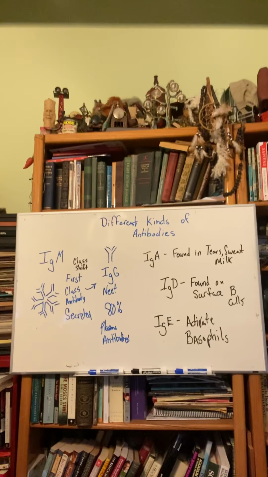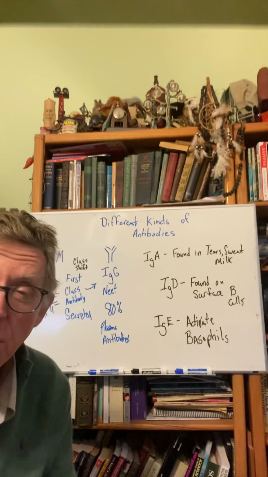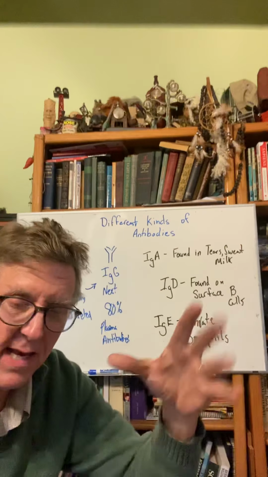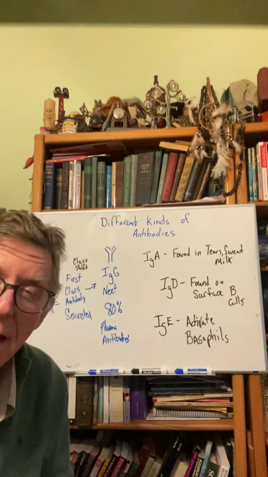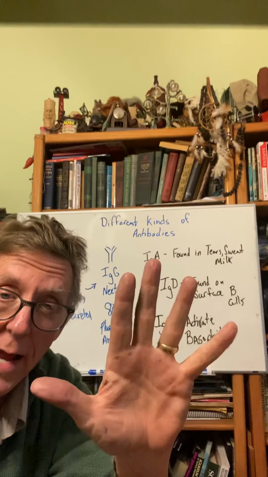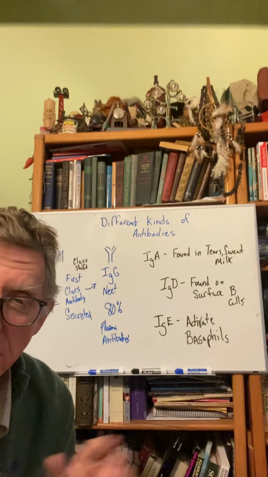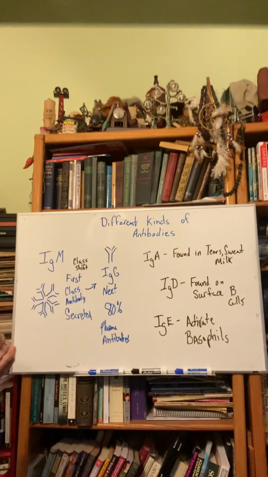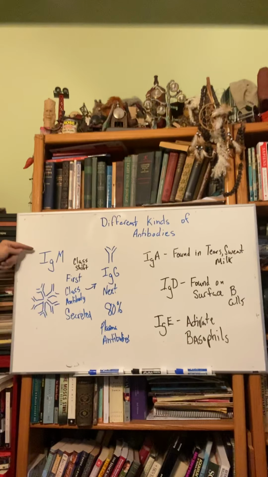All right, so we've been talking about the antibody response, and we had talked about complement and how it ties in with the antibody response. Now, when we talk about antibodies, we actually have five kinds of antibodies. And I'm going to sort of scoot out of the way so that you can see the board as I talk.